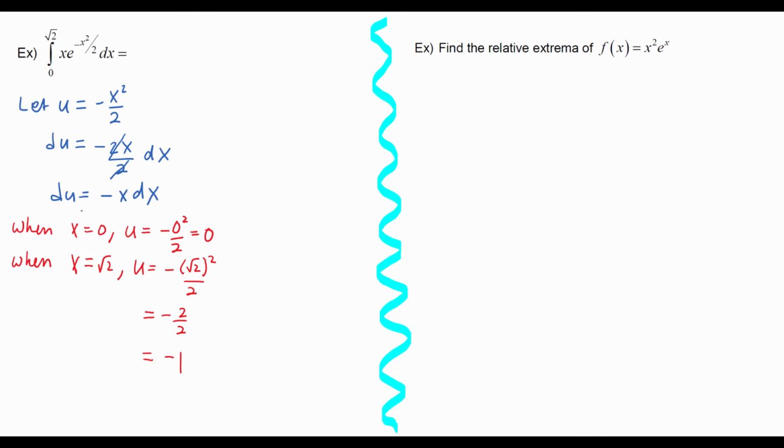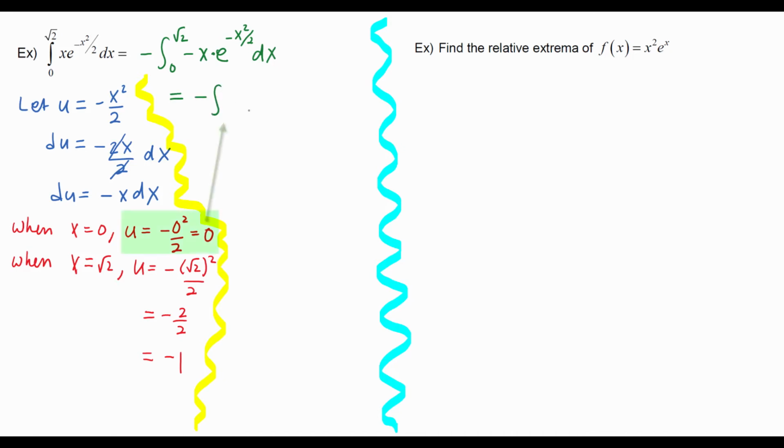All right, now it's not quite ready to do the substitution because my du is negative x dx, and I only have x dx. So let's multiply negative 1 inside of the integral and multiply negative 1 outside of the integral as well. So I have negative integral of 0 to radical 2 of negative x times e to the negative x squared over 2 dx. I'm ready now to do the substitution, which is equal to negative integral. My lower limit was still 0. My upper limit, when x was radical 2, my u became negative 1. e to the u, and negative x dx is my du.